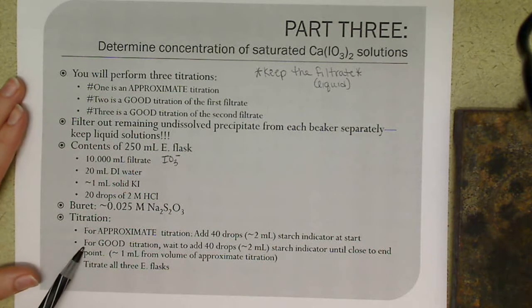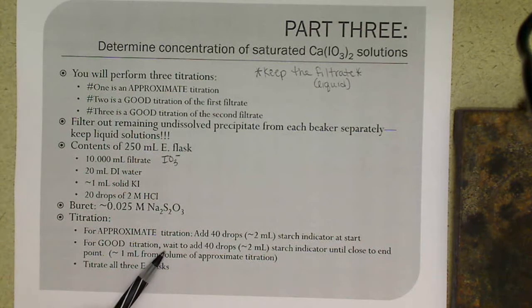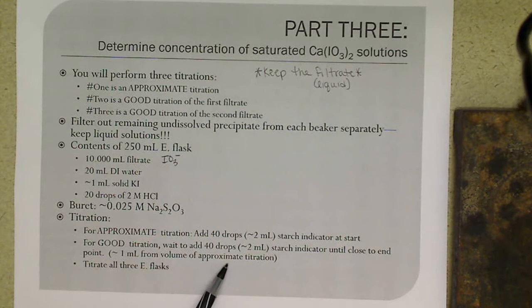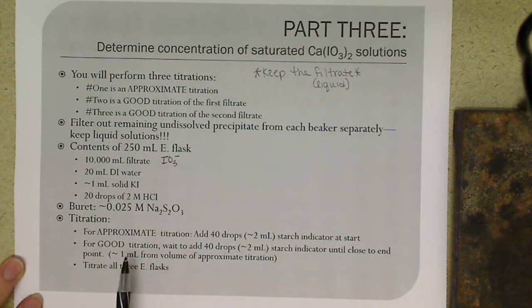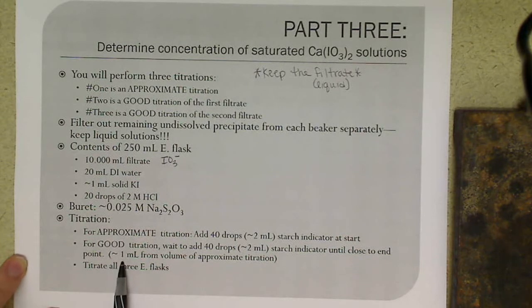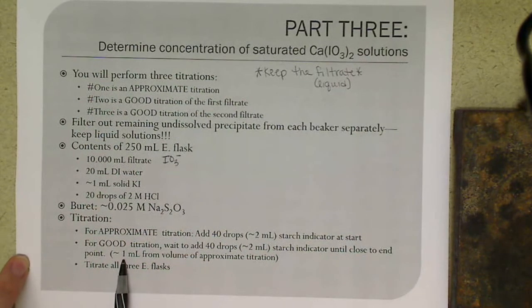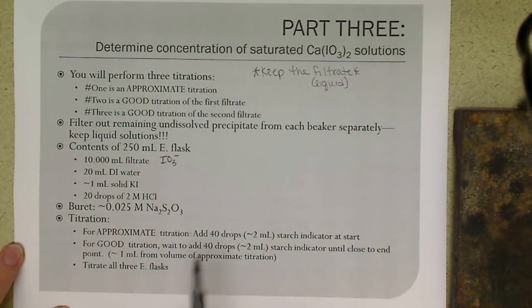Then for your good titrations, you're going to wait to add your starch until you're close to the end point. So you're going to take about a milliliter off from your approximate titration. I would maybe take 1 or even 2 milliliters off from your approximate titration to make sure that you don't go too far before you get that starch indicator in. Remember to shake your starch indicator before you put it in, and then titrate until that blue-black color goes away.